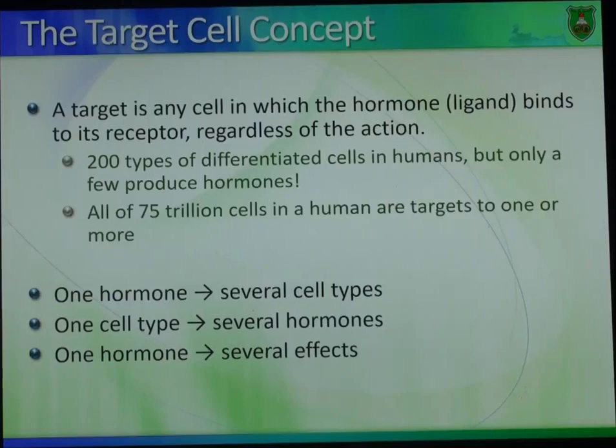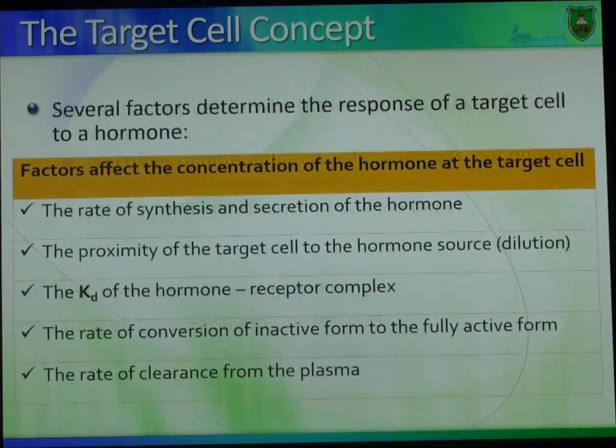We have a certain cell that can be affected by several hormones producing different behaviors. And you can have one hormone having several effects depending on the cell type that it binds to. And that depends on the receptor that it binds to, but it also depends mainly on the intracellular molecules that transmit this signal and other co-regulators.